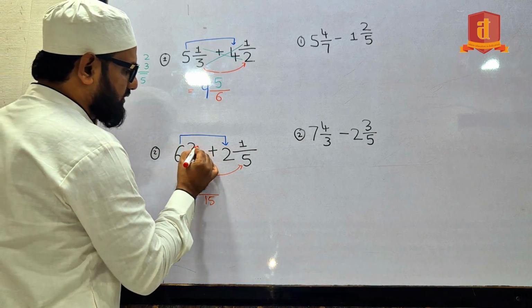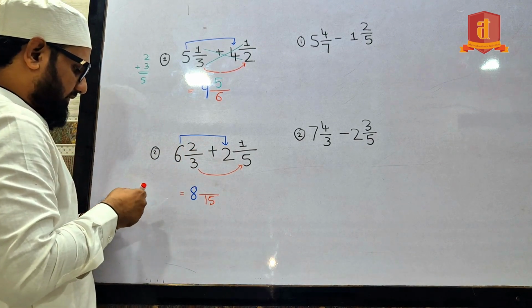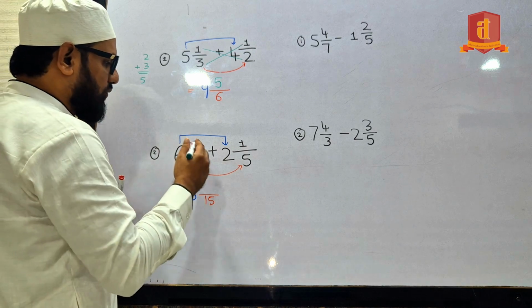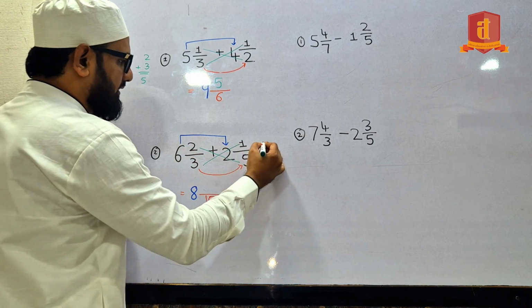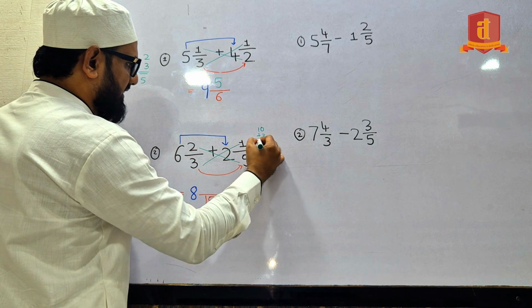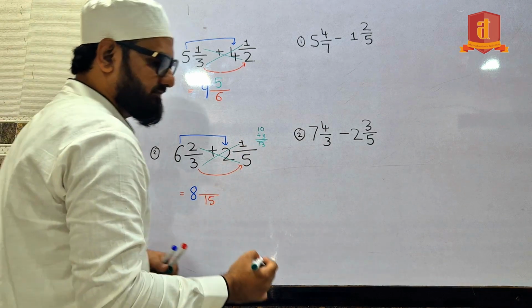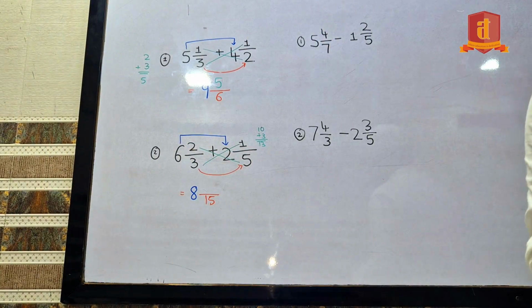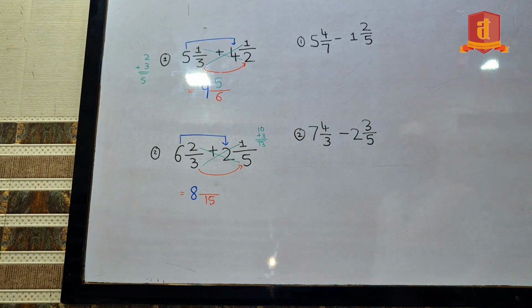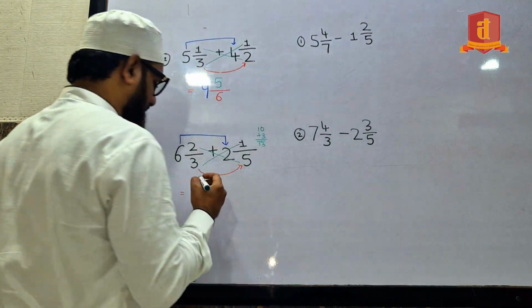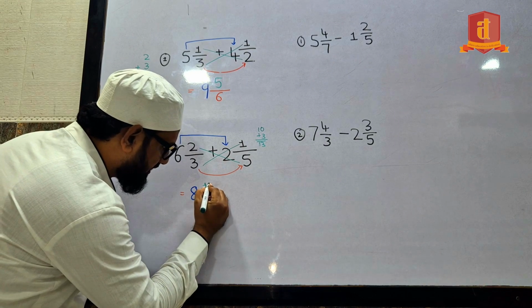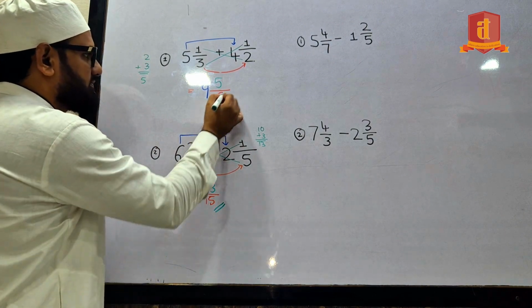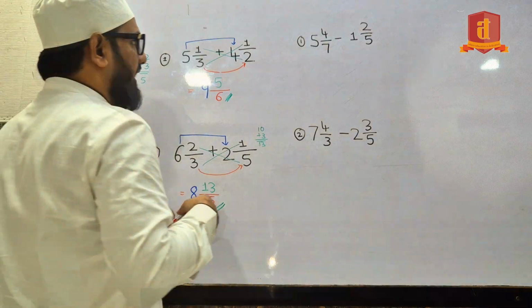Cross multiplying 2 times 5. 2 times 5 will be 10, and then 1 into 3, that will be 10 plus 3, that will be 13. That's the answer. Okay, now again the same tricks you need to apply.